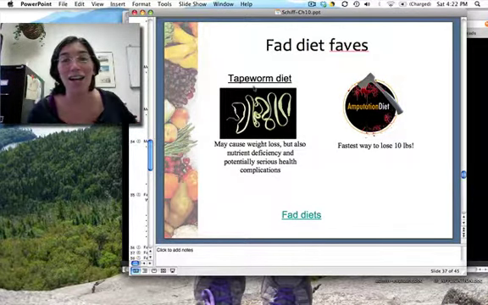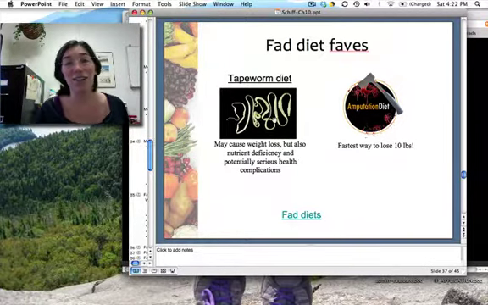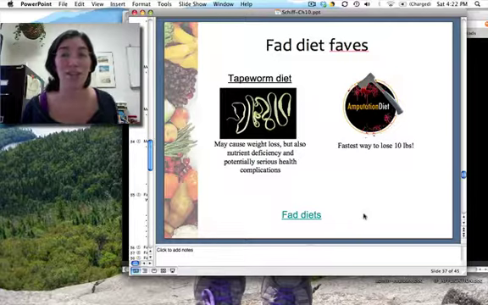The tapeworm diet is actually not a joke. There are people who do this. It's illegal in the United States to sell tapeworms, but people can buy them in like Mexico and stuff. And they actually think that if they get a tapeworm, tapeworms will absorb some of the nutrients from your intestine. So it does absorb some of the macronutrients and steal some of your calories. And people who have tapeworm infections oftentimes do lose weight.